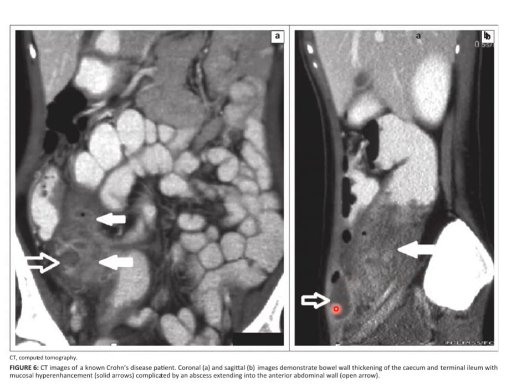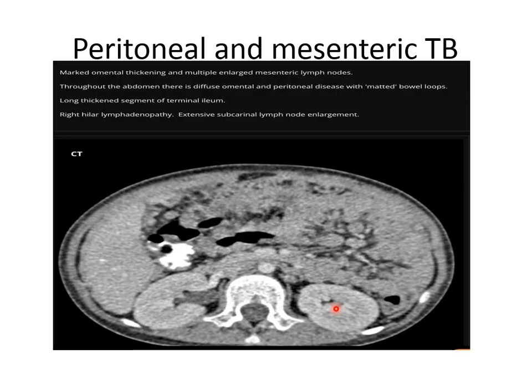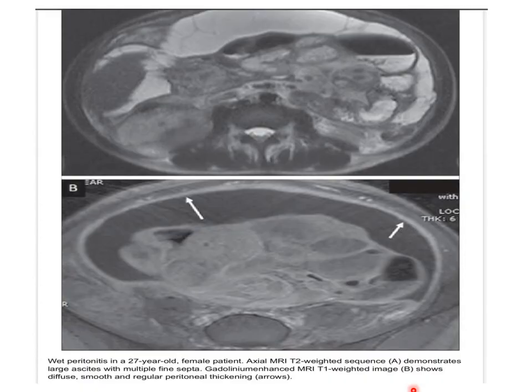This is also Crohn's disease. Okay, about peritoneal and mesenteric TB. Peritoneal TB presents in three forms: either wet type, dry type, or fibrotic type. This is the wet type. There will be ascites formation and thickening of the enhanced peritoneal wall, and the ascites will be hyperattenuating.